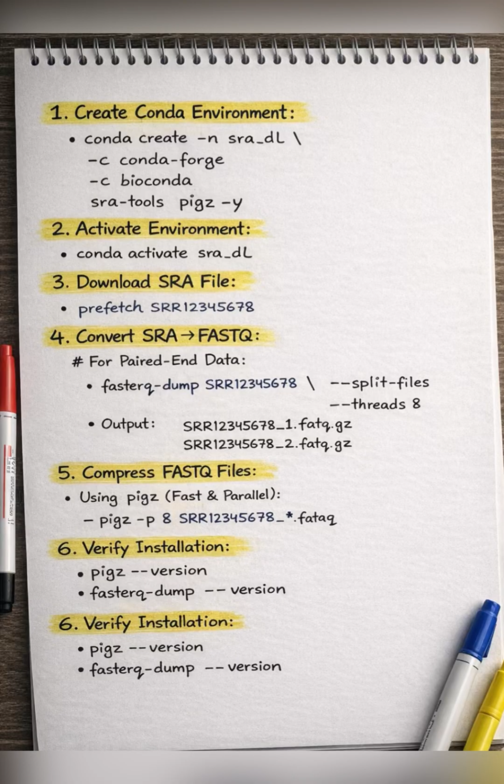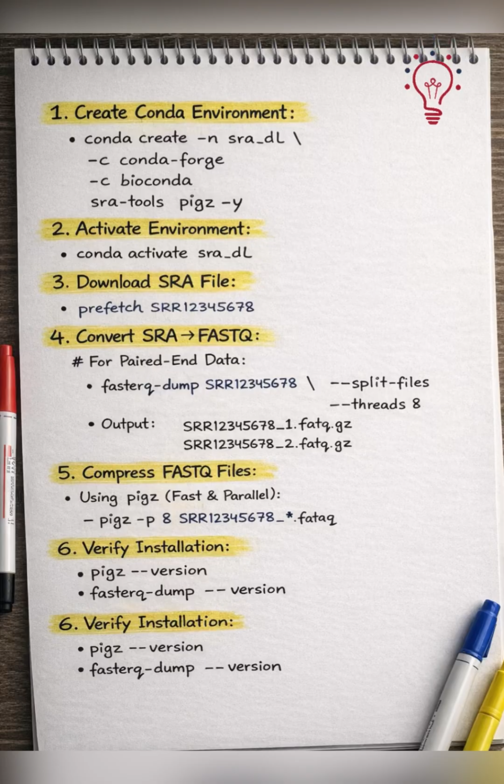First, we create a new Conda environment called sra-dl. Here we install two important tools: sra-tools to download and convert SRA data, and pigz to compress FASTQ faster using multiple CPU threads. conda create -n sra_dl -c conda-forge -c bioconda sra-tools pigz -y.